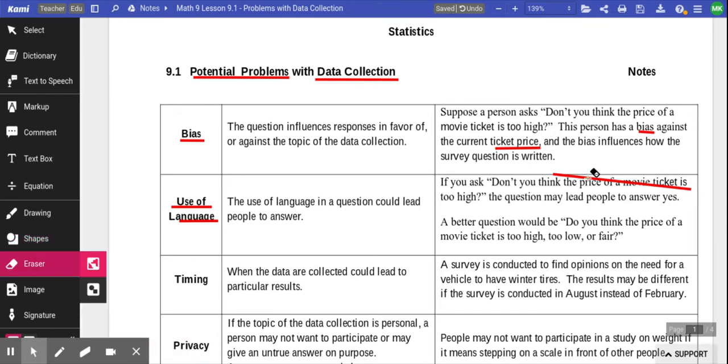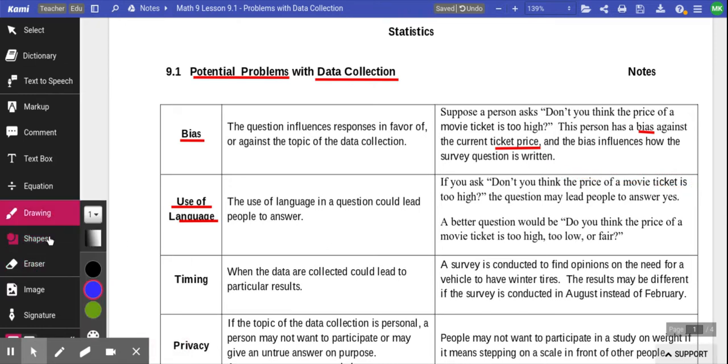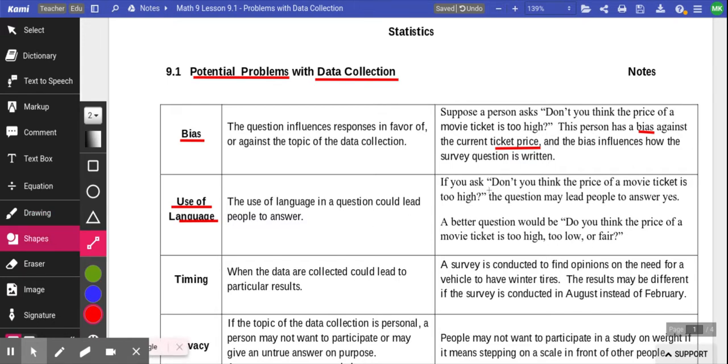So, when I ask that question, my language is already putting the idea in your head that the movie ticket's price is too high. So instead of asking the question of what do you think about the cost of movie, I'm now putting it out there that it's too expensive just by the use of my words, right? I'm kind of putting that thought in your head where it's like, yeah, movie ticket prices are too high because you've heard somebody say it. So the use of your language when you do a question is very, very important.